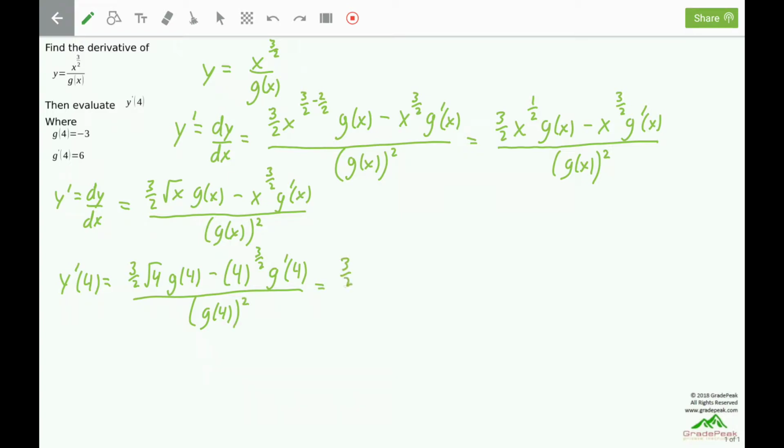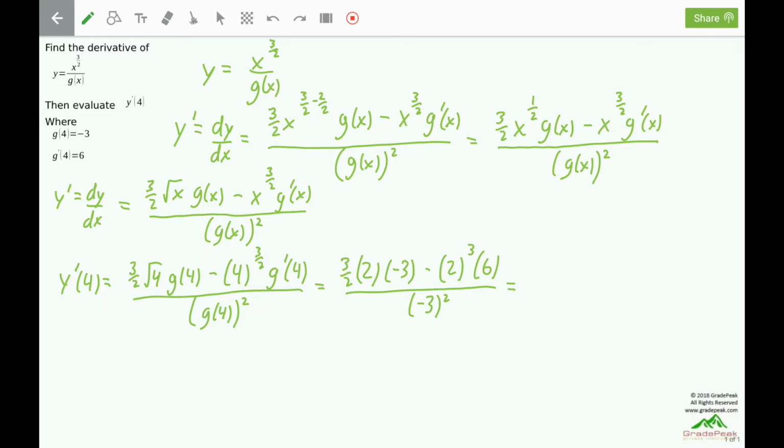So we have 3 halves times the square root of 4, which is a 2, times the g of 4. Now the g of 4 is found over here with this information. The g of 4 is -3. And then we have minus 4 to the 3 halves. Now that means the square root of 4 and then cube that result. Let's take the square root first. So that'll be a 2, and then we'll have that quantity cubed. And then g prime of 4, which again is found over there to be a 6. All of that divided by g of 4, which is -3, and then squared.